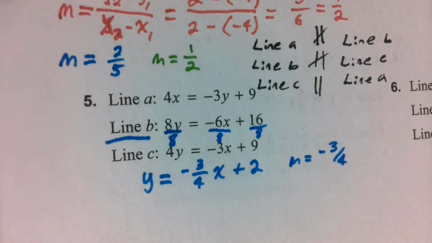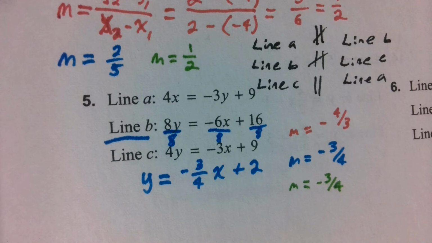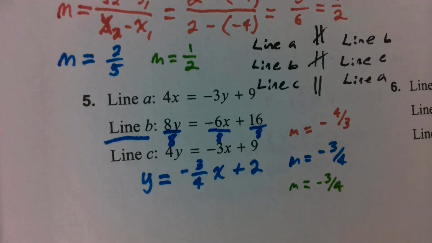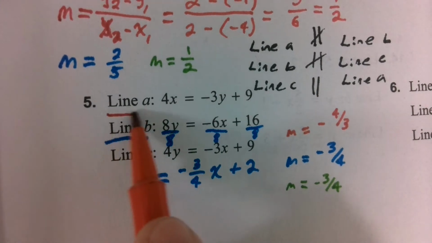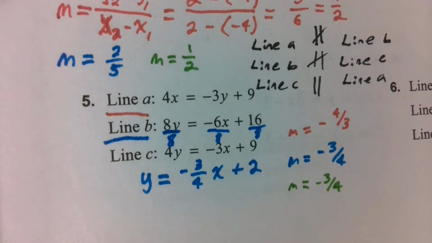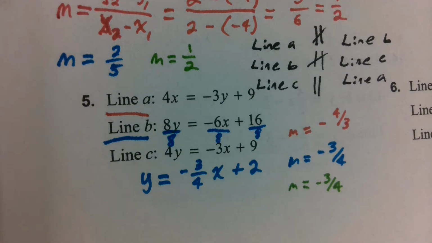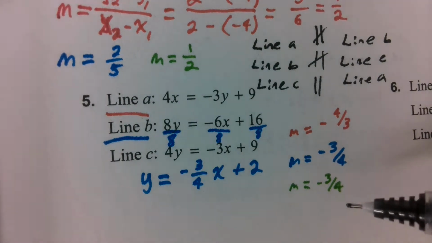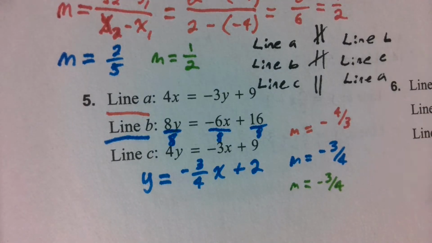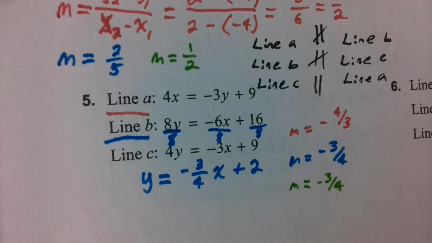Try to find the slopes of the other two lines in a similar way, and come back in just a moment. Did you get them? Line A has a slope of negative 4/3, line B has a slope of negative 3/4, and line C has a slope of negative 3/4. So when you write out your answer, the key here is that lines B and C are parallel. Line A is not parallel with either of them.